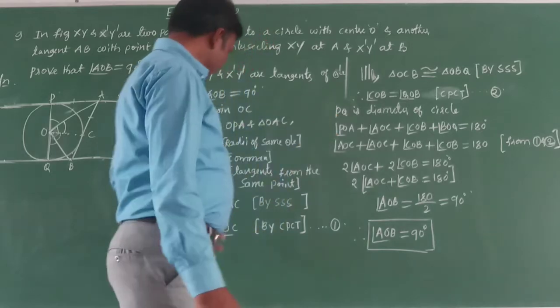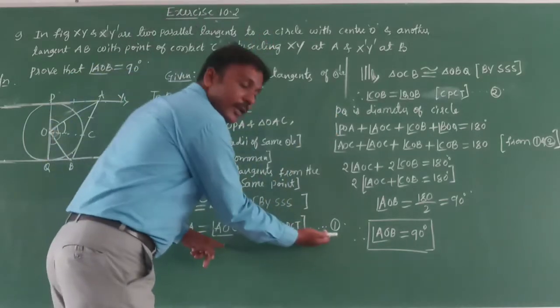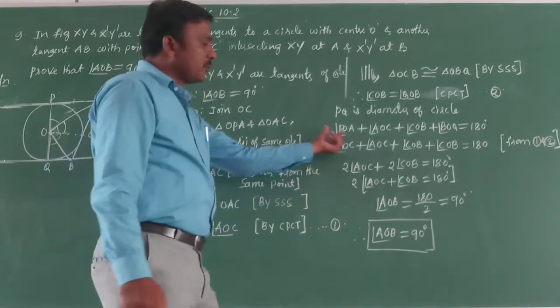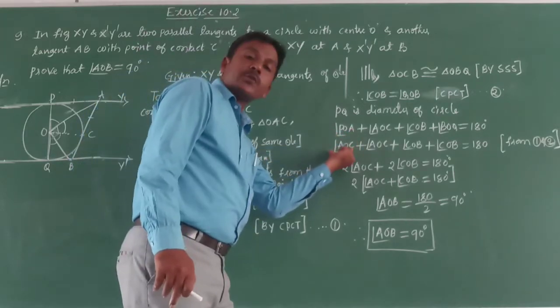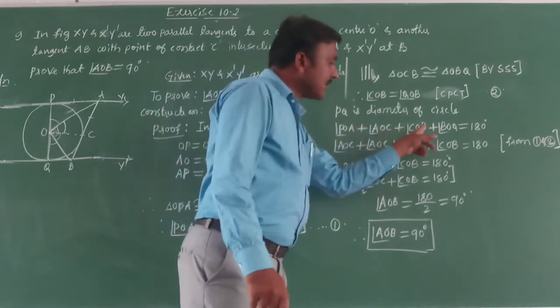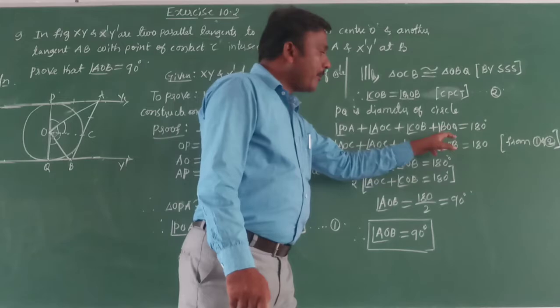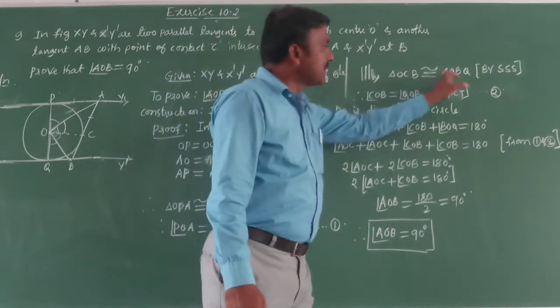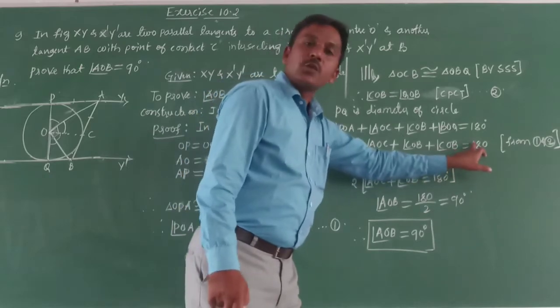POA can be written as AOC according to equation number 1. POA and AOC are the same. So we have to substitute AOC in place of POA, keep AOC plus COB as it is. BOQ can be written according to equation number 2. BOQ is the same as COB, that is equal to 180 degree.